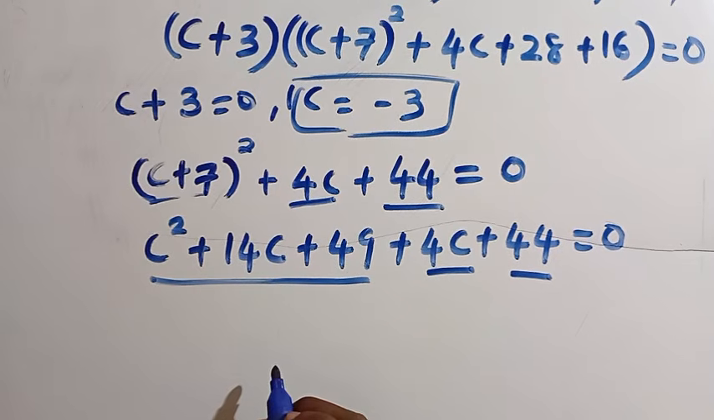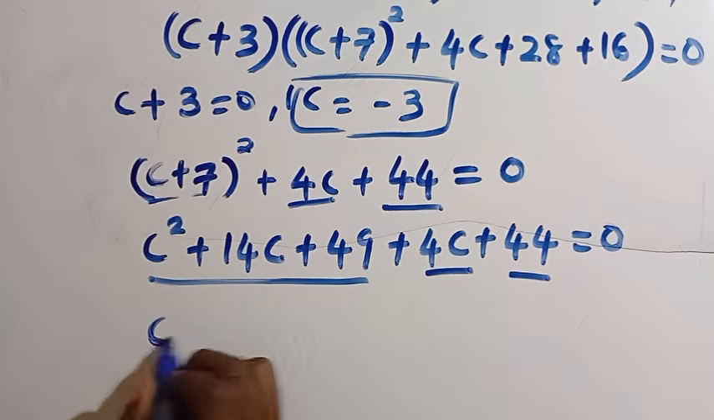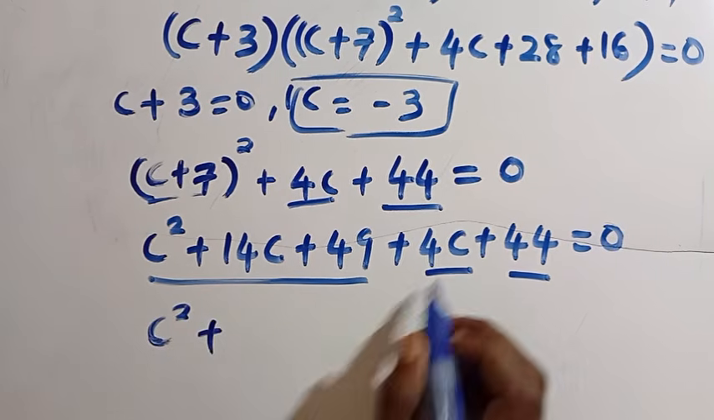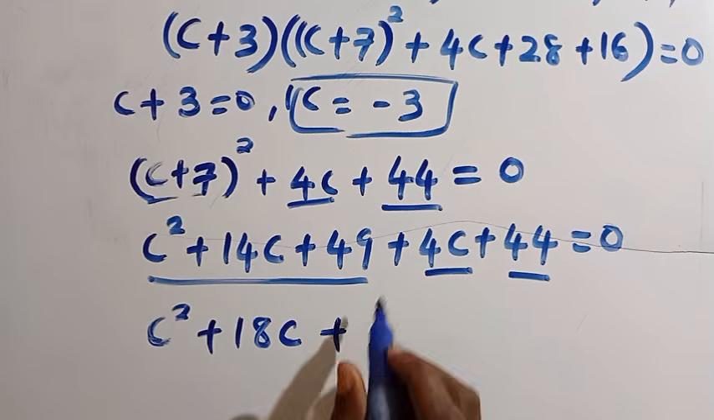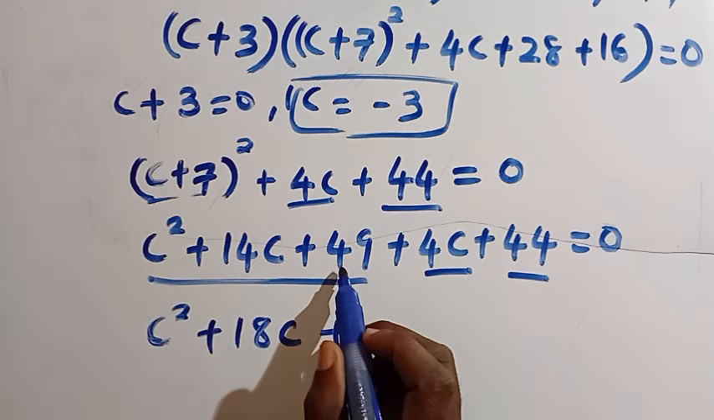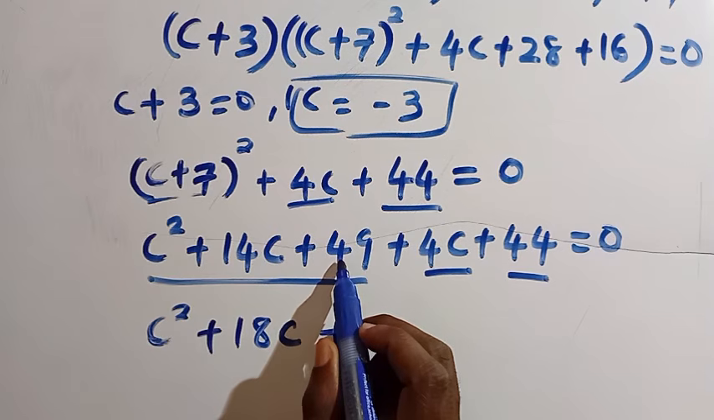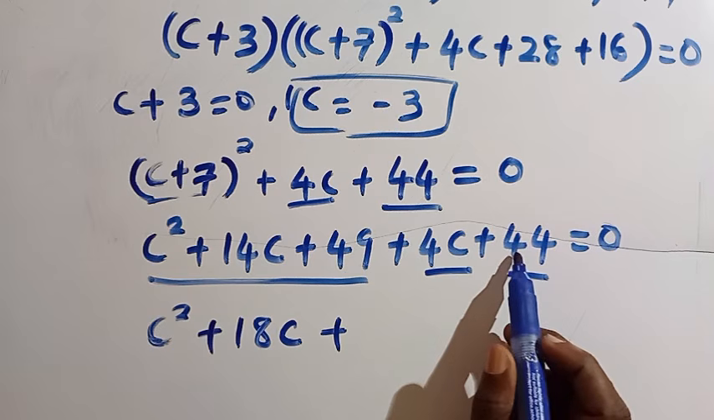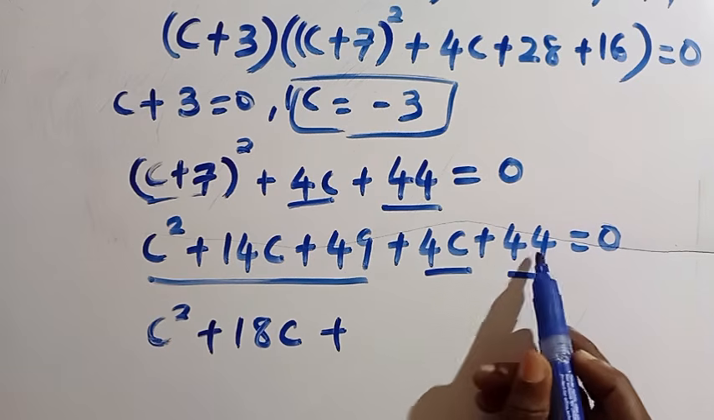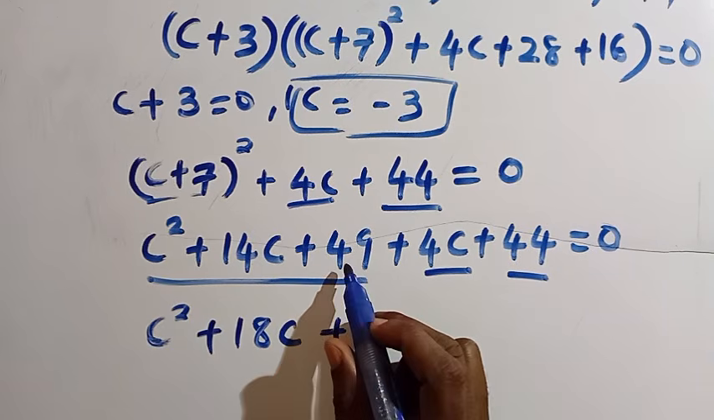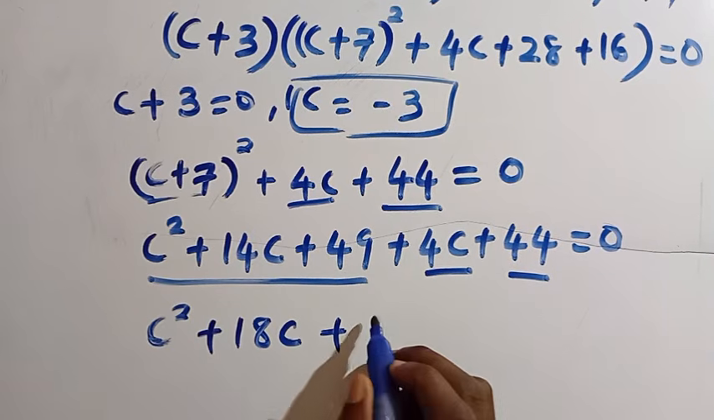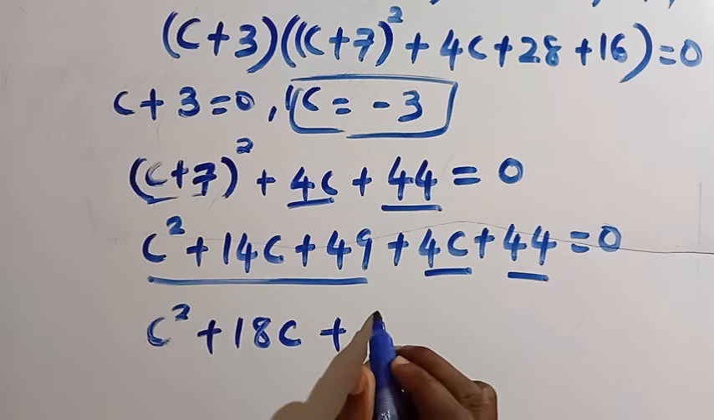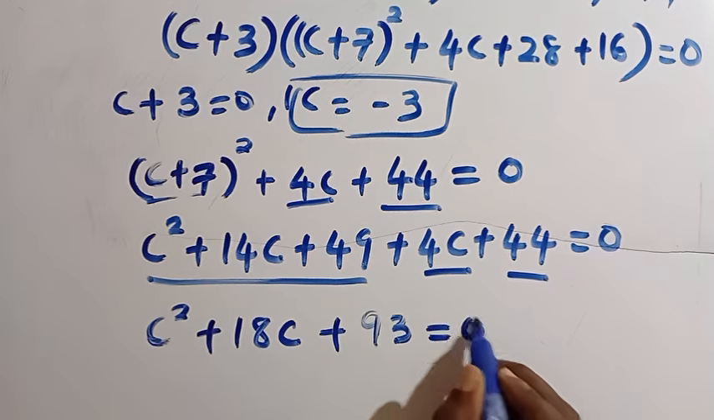Now let's continue solving this. So I'm going to apply something very tricky here, and we can also apply it in solving a kind of problem like this later. Here we have c squared plus 14c plus 4c, that gives us 18c, then plus 49 and 44. So we are going to add these two together. So 44 plus 49, that gives us 93, then everything equals 0.